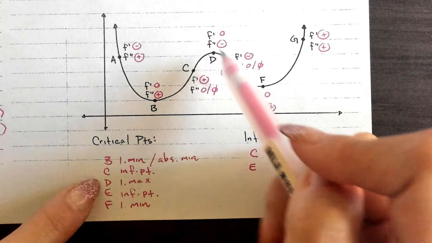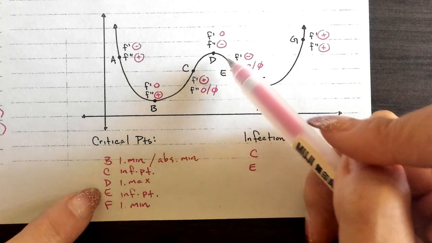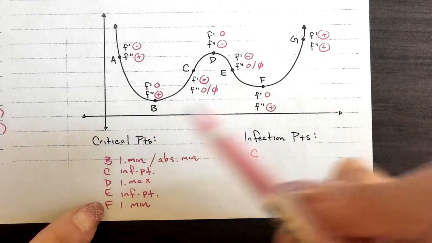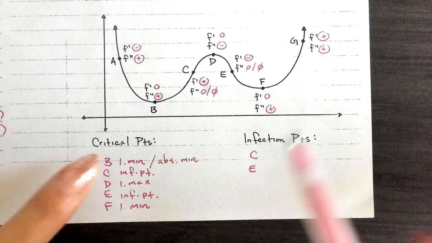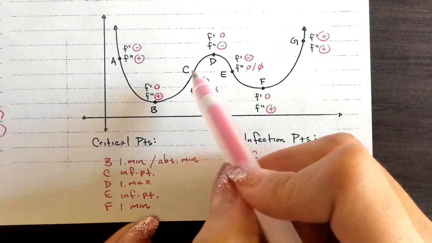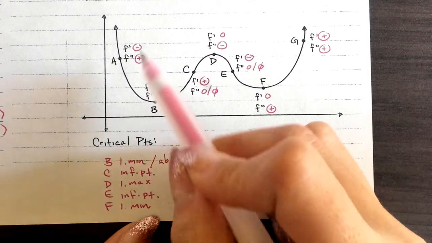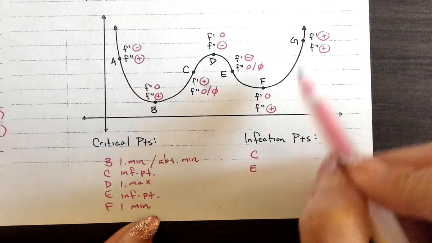D is a local max. E is another inflection point. You're changing from concave down to concave up. And F is a local min. So these are local mins, but B is also an absolute min. What are just inflection points? So just inflection points that I can see are C and E. That's where my concavity changes from concave up to concave down, and then concave down to concave up.